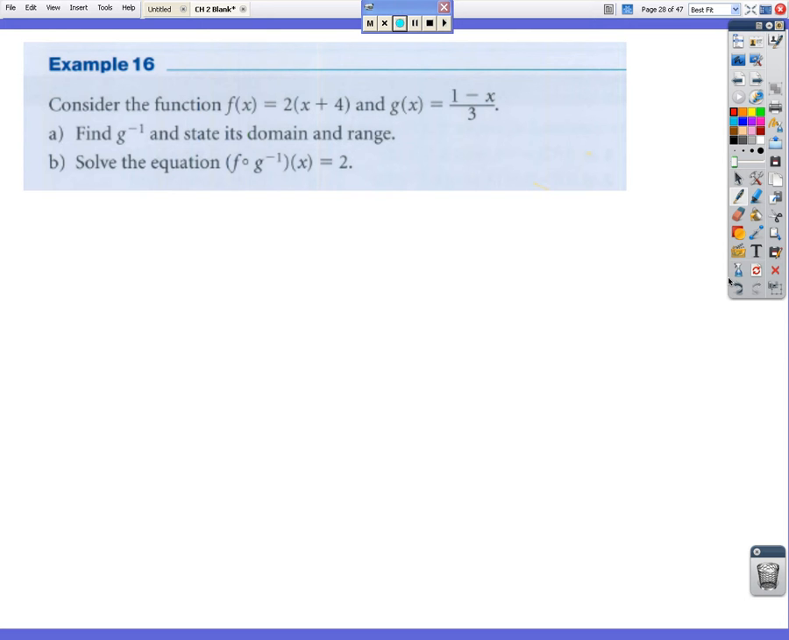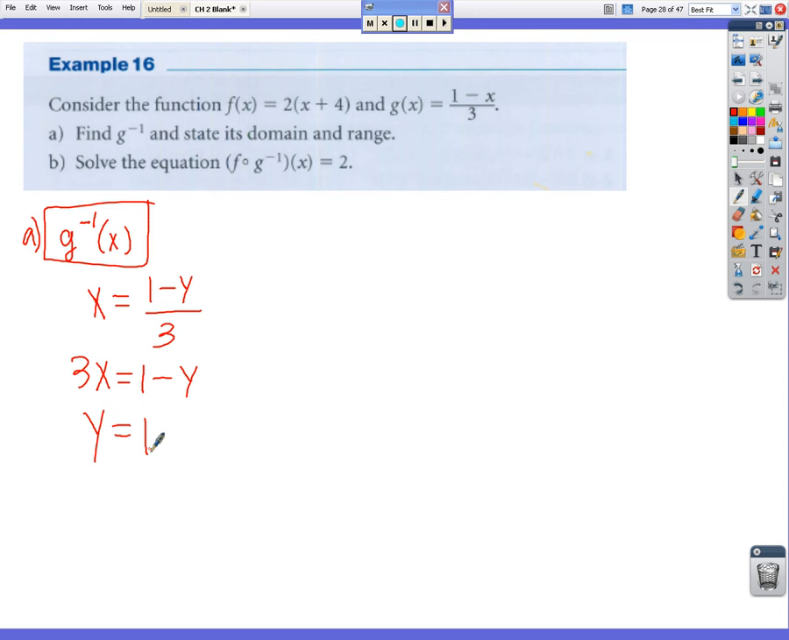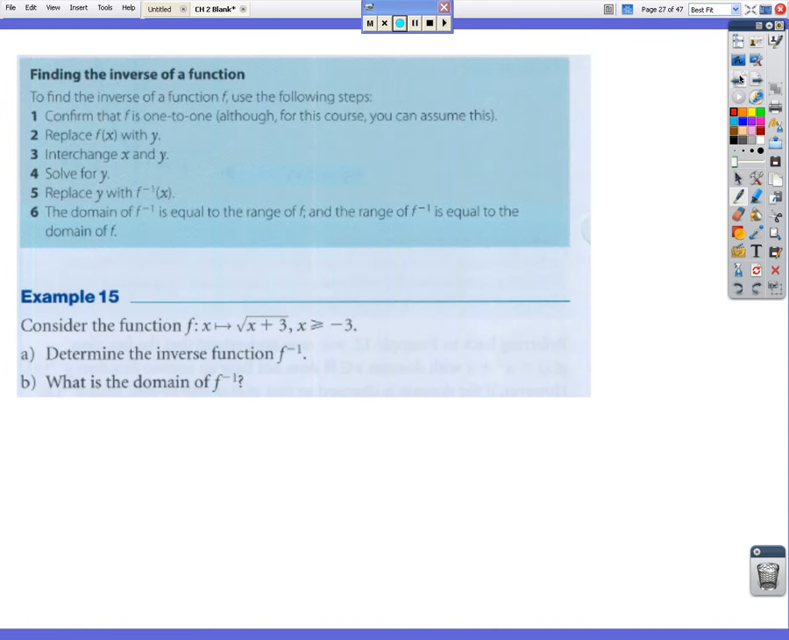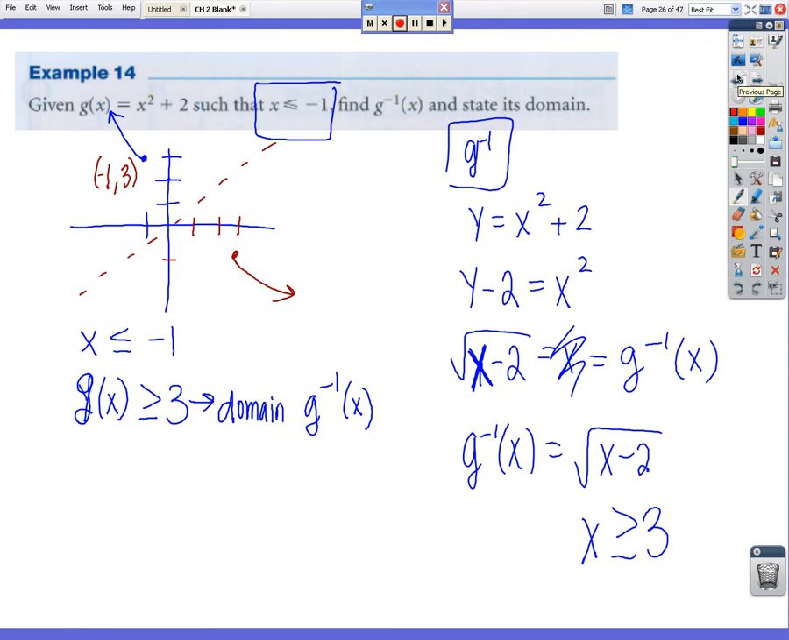So let's start with finding G inverse. So this is what I'm going to be looking for. So I'm going to switch my x and y's. I get 3x equals 1 minus y. I'm going to bring y to this side. I'm going to bring 3x to the right side. There's my y function, which is G inverse. Which makes me think, did I make a little mistake before with that x? I'm going to go back. And I just wanted to make sure. I believe I never switched my x and y's. That is the problem. Sorry about that, guys.